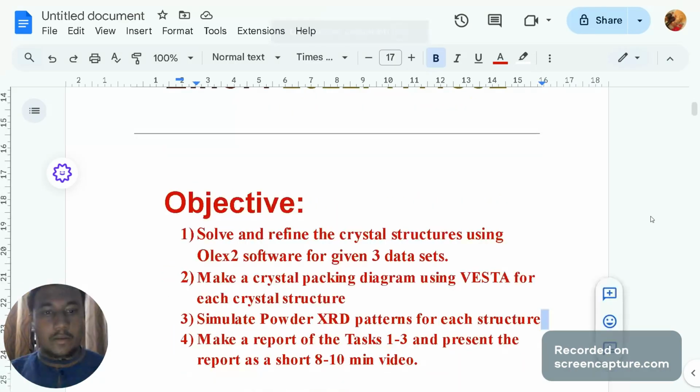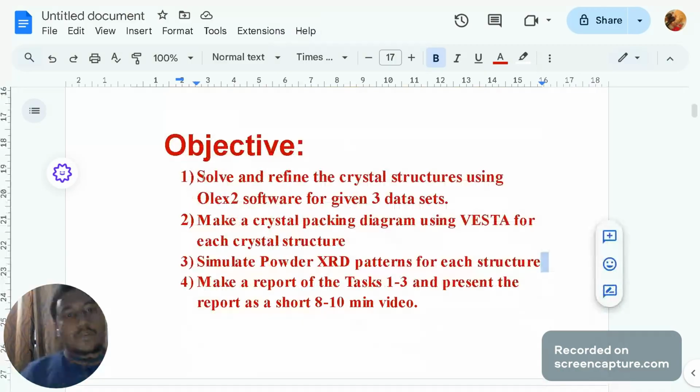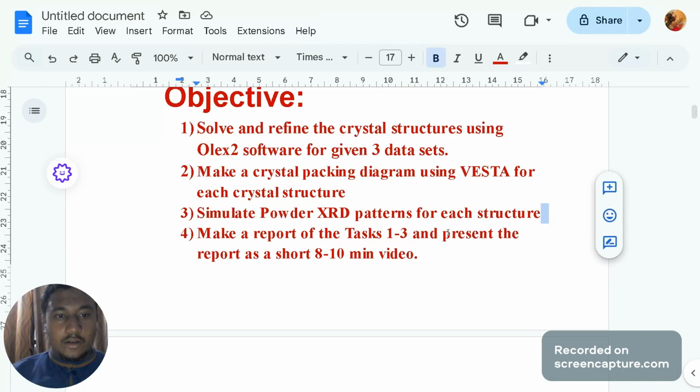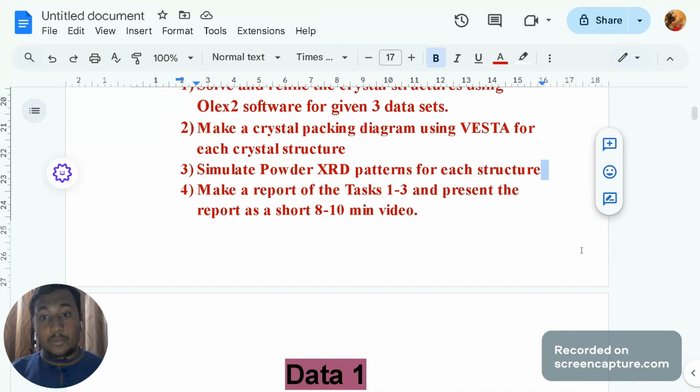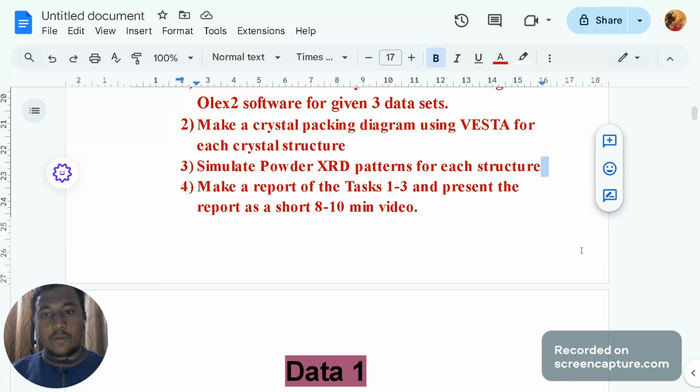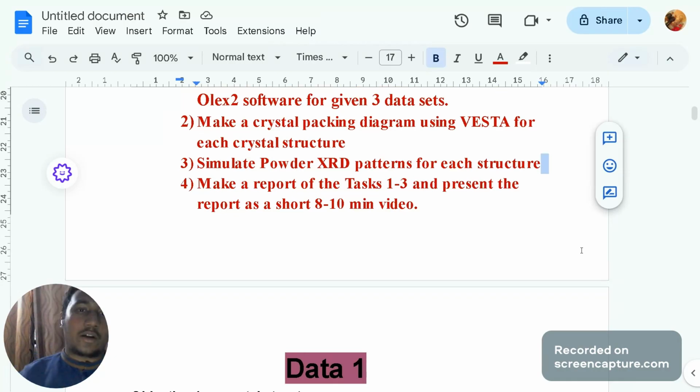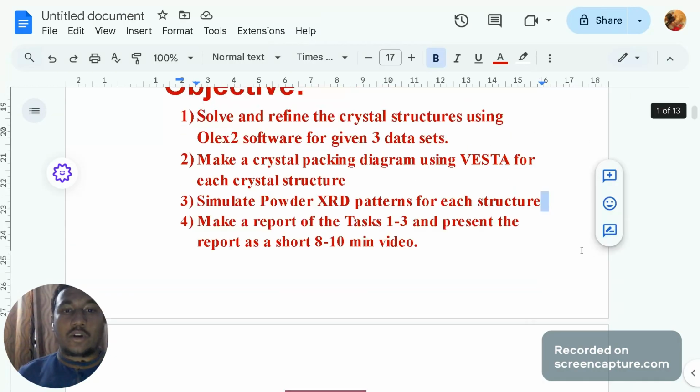My objective here is, firstly, to solve and refine the crystal structure using Olex2 software for the three datasets you have provided, which were data 1, data 2, and data 3. Secondly, I have to make a crystal packing diagram using Vesta. So two softwares are used, Olex2 and Vesta. Thirdly, I have to simulate powder XRD diffraction patterns, note the peaks and analyze them. And fourthly, I have to make a report on these three tasks.